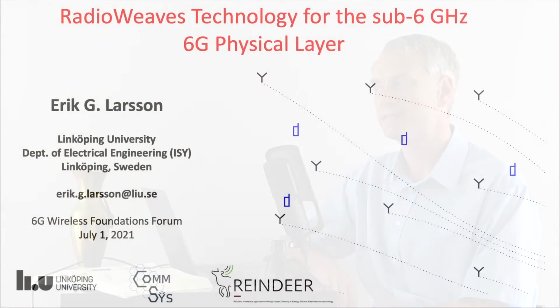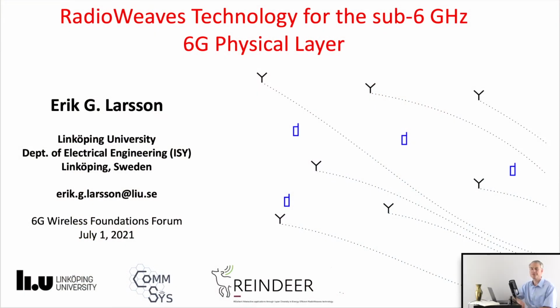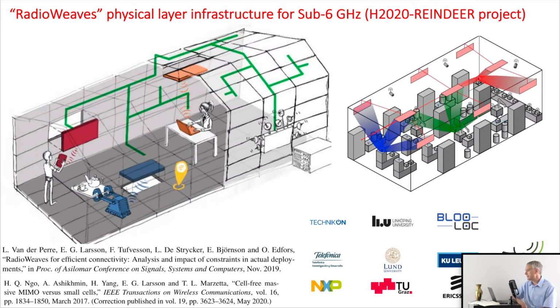So I'll be talking about radio weaves technology for sub-6 GHz 6G physical layer as being developed in the Horizon 2020 REINDEER project. So the concept of radio weaves is to use a form of MIMO technology with lots of service antennas, where these service antennas are spread out and integrated naturally into the environment.